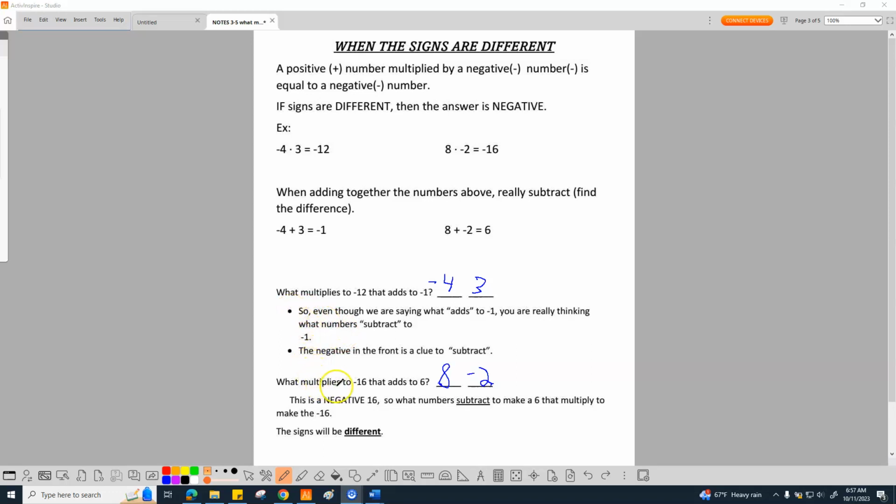Read the bullet points. What multiplies to negative 16 that adds to 6? In this case, it's 8, negative 2. How do I know that? 8 times negative 2 is negative 16, but then when you add them together, 8 plus negative 2, or subtract them in this case, 8 minus 2, they go to 6. So that's basically it. I'm going to go to the next page.